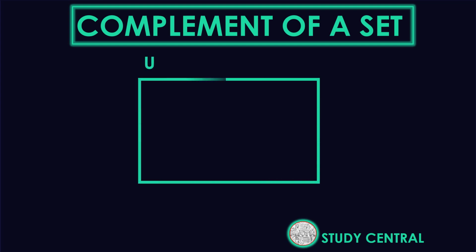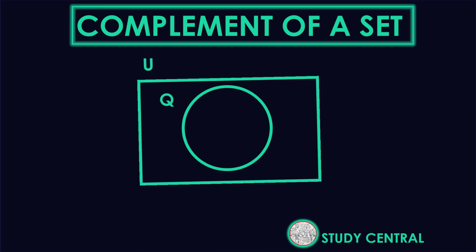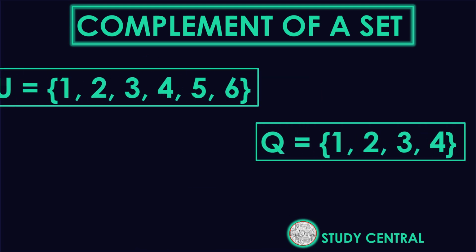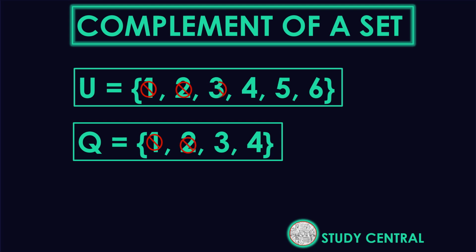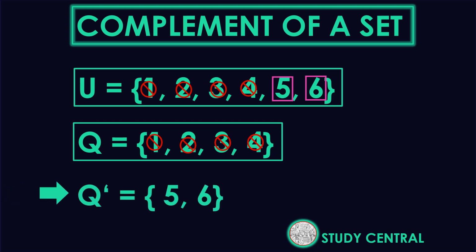If U is a universal set and Q is any subset of U, then the complement of Q consists of all elements that are in U but are not in Q. To find Q complement, let's cancel out all the elements that both sets have in common. What we have left is Q complement. So the elements of Q complement are 5 and 6.